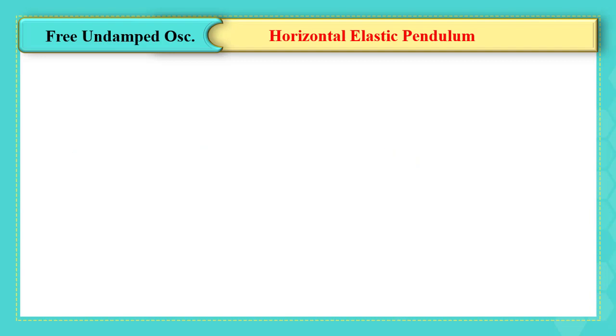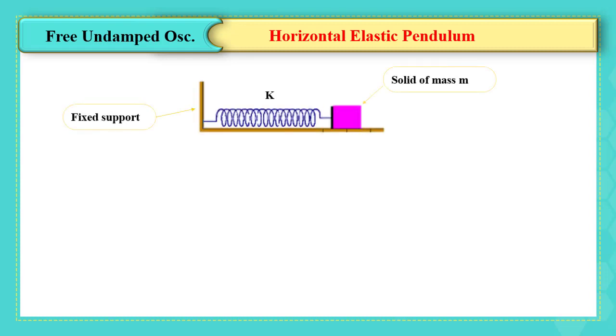To study the characteristics of free undamped mechanical oscillation in physics, we consider a horizontal elastic pendulum formed of a solid of mass m and a spring of stiffness k of negligible mass and non-joined turns. The solid is attached to one end of the spring, whose other end is attached to a fixed support. x'x is a horizontal axis positively oriented to the right.